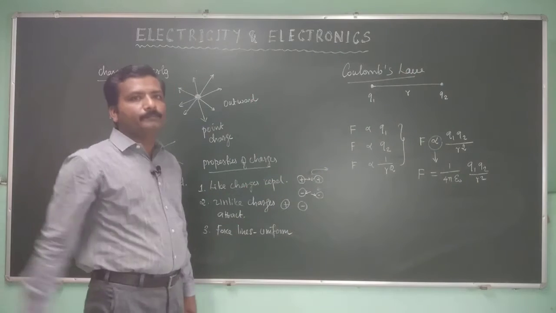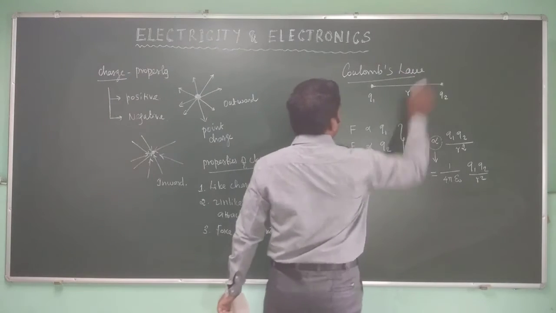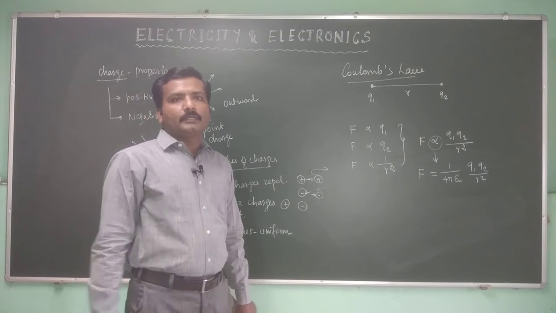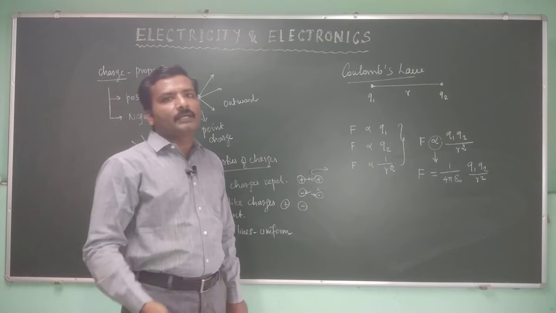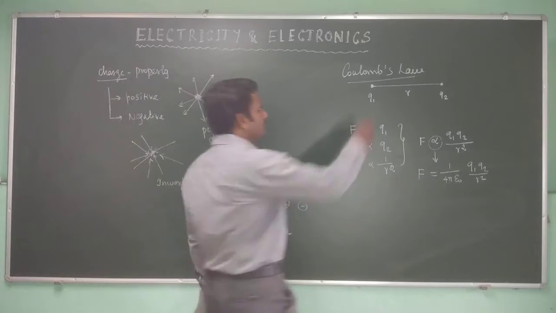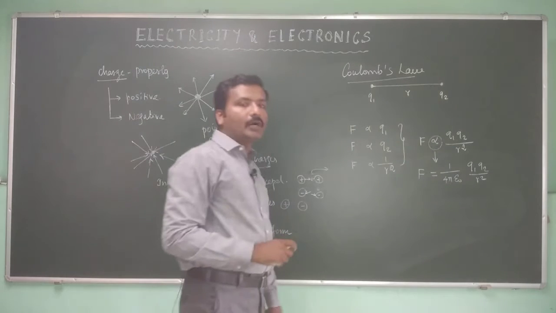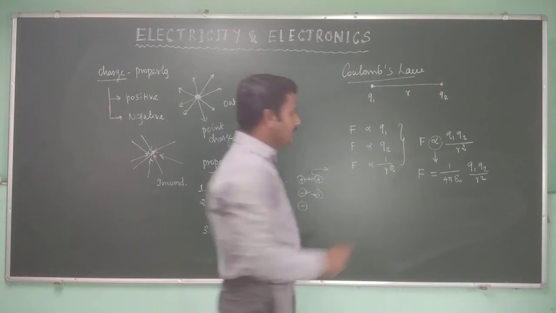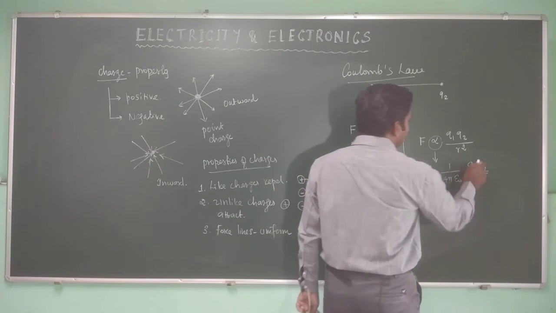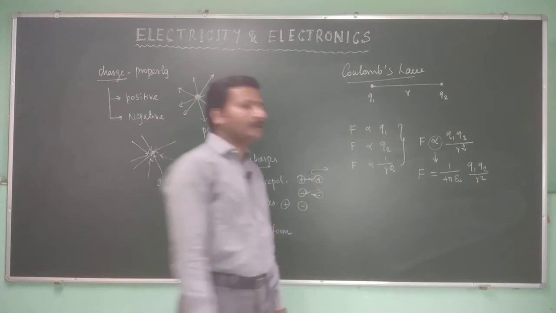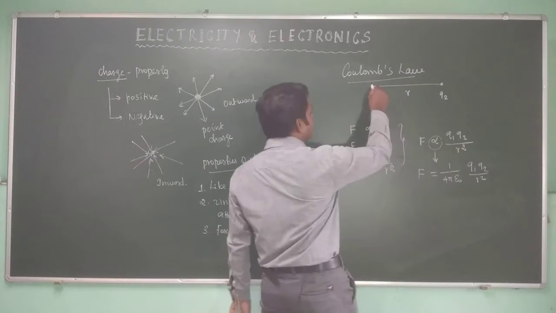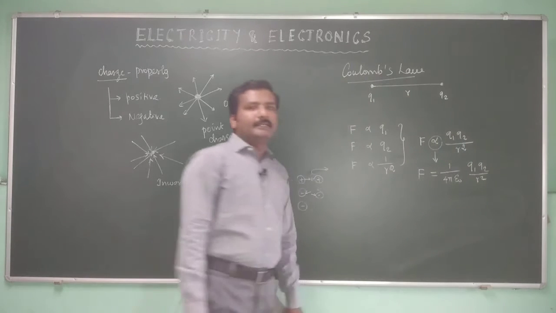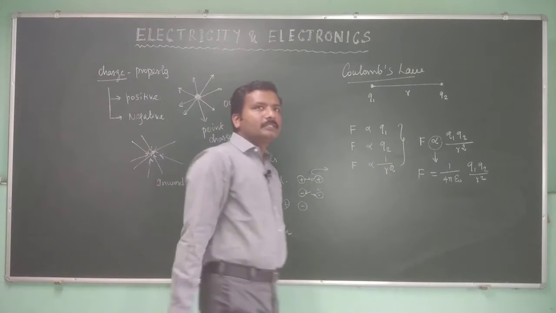So according to Coulomb, if you place 2 point charges whose charge, whether positive or negative, is unknown, irrespective of charges, if you place 2 charges at a distance r from each other, then the force acting between these 2 charges can be written as F is equal to 1 by 4 pi epsilon naught Q1 Q2 by R square, where Q1 is the charge of this point charge, Q2 is the charge of another point charge, and R is the distance separating these 2 charges.